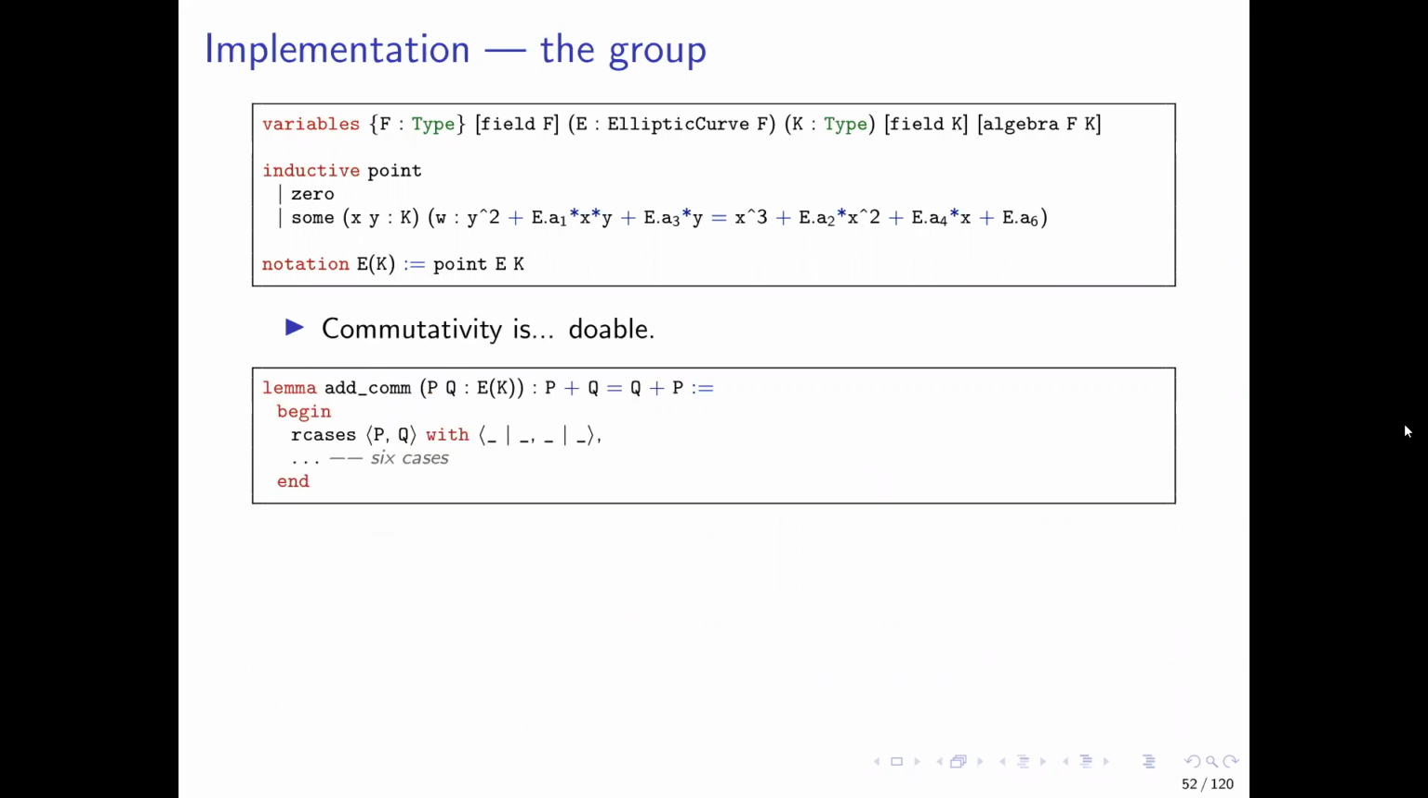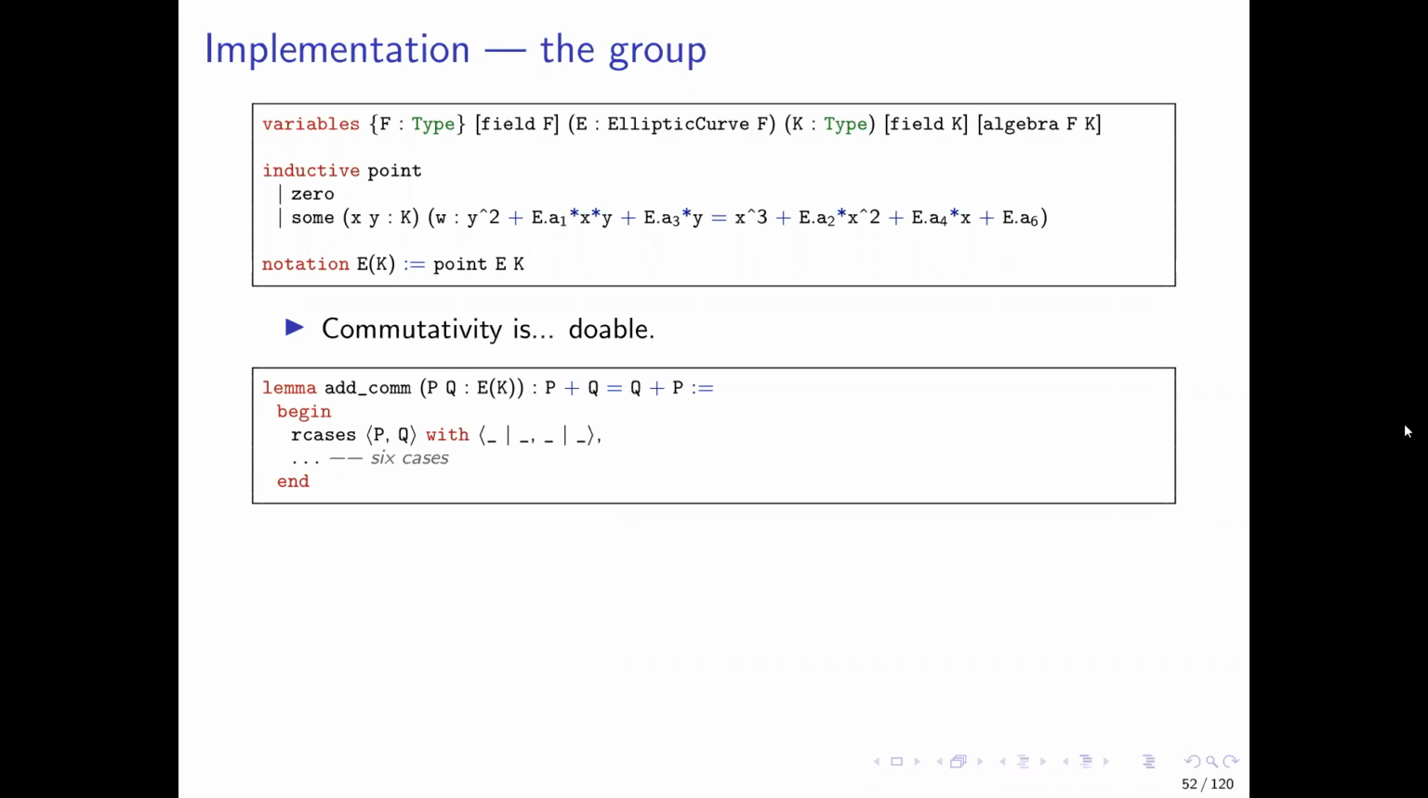Now, how do you check commutativity? Well, you have to first look at the cases where P and Q are either 0 or non-zero. And then if P and Q are the same point, then you do something. And if P and Q are not the same point, they're distinct, you have to do something else. And if P and Q lie on a straight vertical line, you have to do something. So there are actually 6 cases. It's kind of doable, but each of the cases is like, I don't know, 50 lines long. But I mean, this thing is kind of doable. It's not too bad.